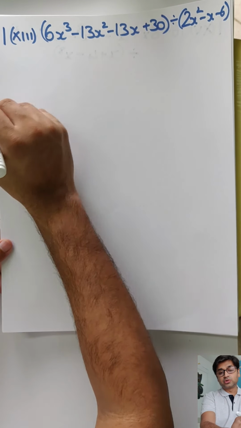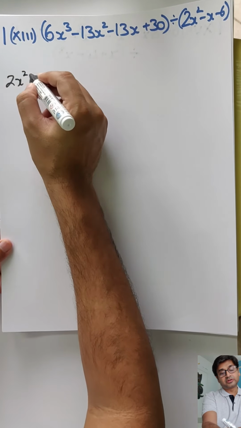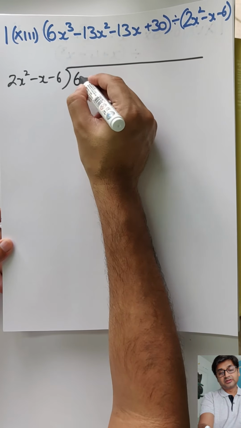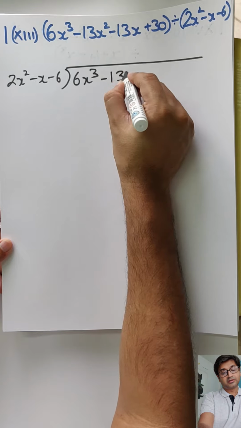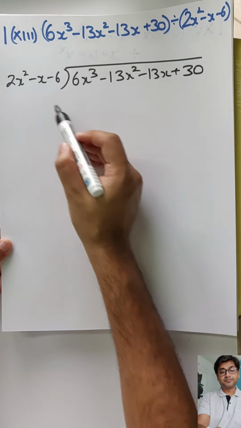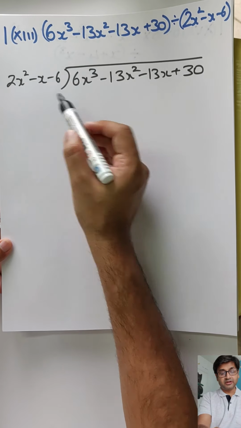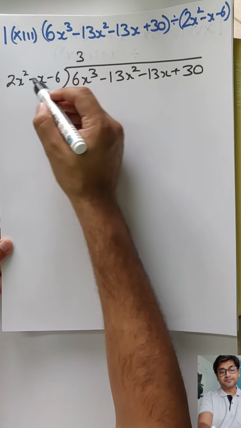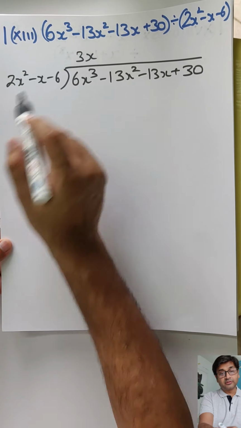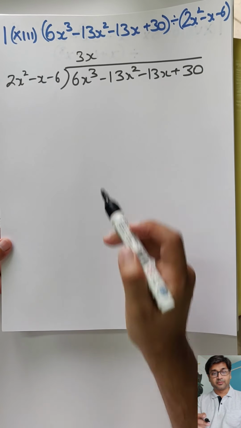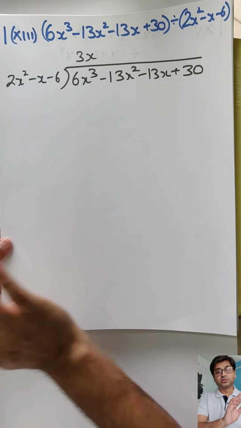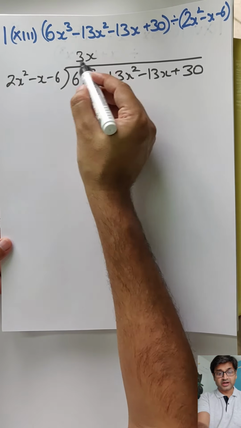I don't think so. This is too difficult. So 2x square, this only looks big, but it isn't difficult. So 6x cube, 13x square, 13x plus 30. So mental math: 2 1s are 2, 3s are, 2 x's go, so 1x. Now this will be multiplied with all the 3. Same rule we are applying. First divide the 2, whatever you get right here, and then multiply this with all the 3. Simple, don't get confused at all.